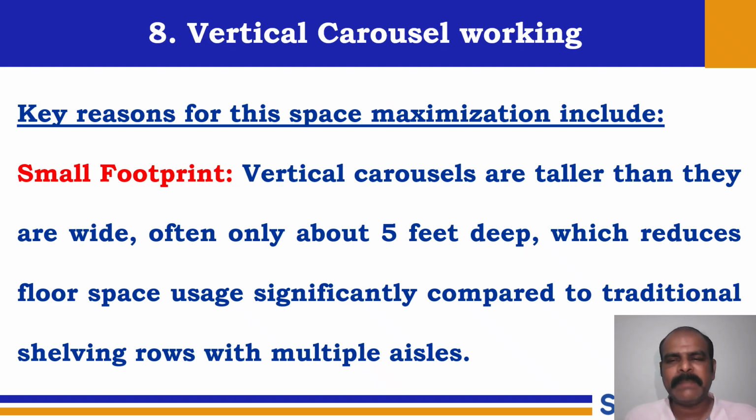So key reasons for space maximization include small footprint. This is very important. Small footprint in the sense that the operator will be available only in a small area, and within that small area they are supposed to access everything. Vertical carousels are taller than they are wide, often only about 5 feet deep, which reduces floor space usage significantly compared to traditional shelving rows with multiple aisles. So the width is going to be a maximum of 5 feet. Therefore we have effective area utilization as well as volume utilization.